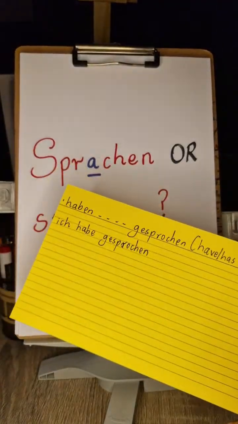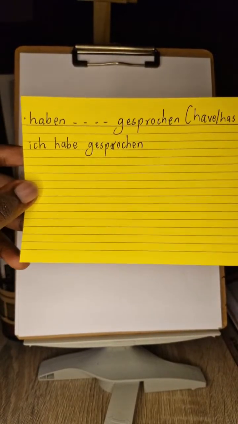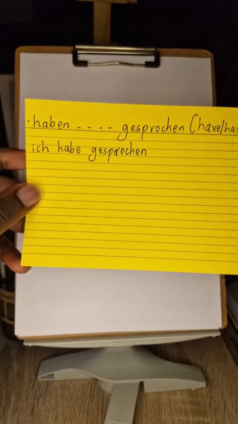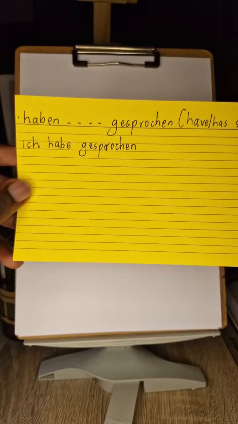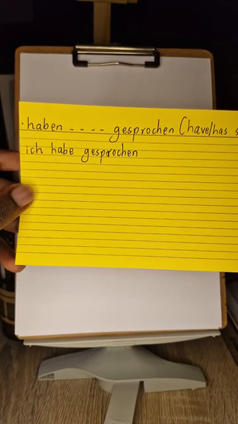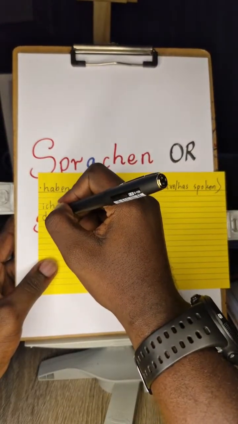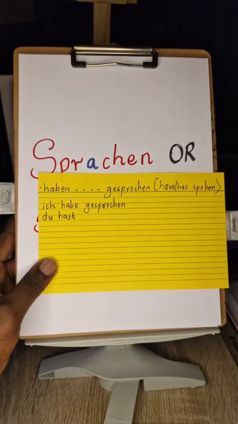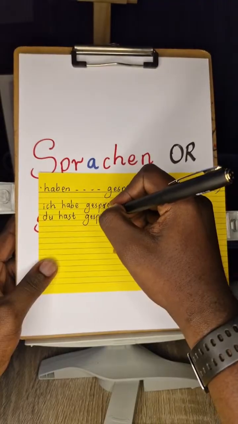Ich habe gesprochen. I have spoken. So, I have spoken with Peter. Ich habe mit Peter gesprochen. All right? I have spoken with Peter. Now, in the du, now you would say, du hast gesprochen. You have spoken.